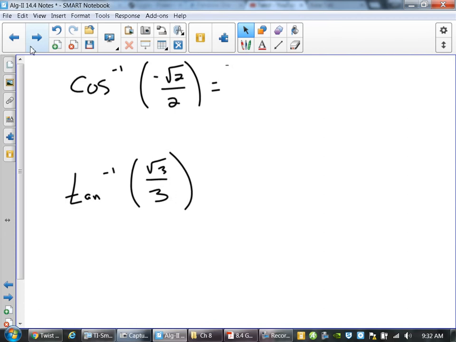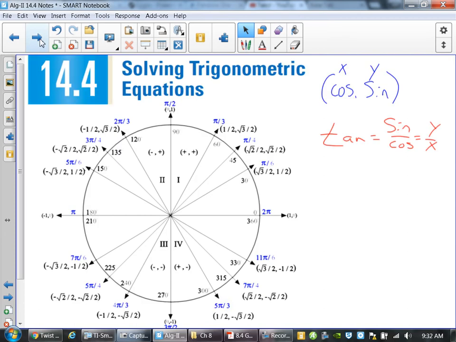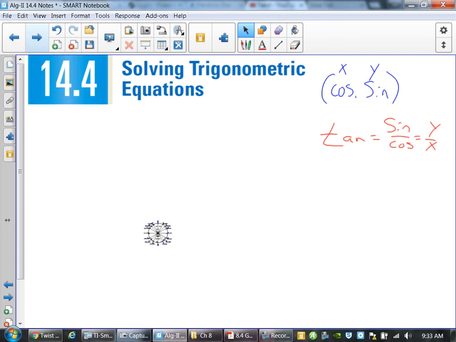But let's take a look at what we're doing today. Obviously, we're solving trig equations. This is 14.4. It all stems back into this, but all we need to know is cosine is x over r, sine is y over r, and tangent is y over x, and the reciprocal functions. We know which quadrants cosine, sine, and tangent are positive or negative. We know what quadrants to look for, and we know how to solve these things.